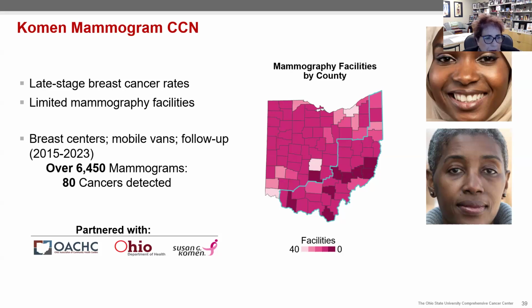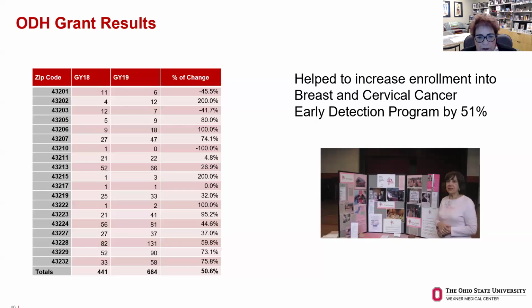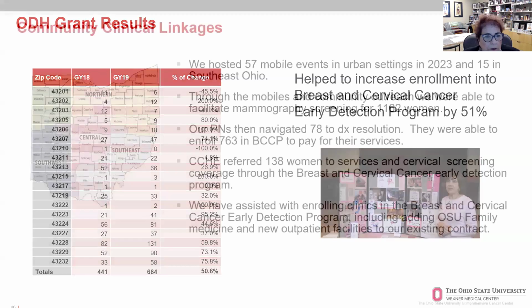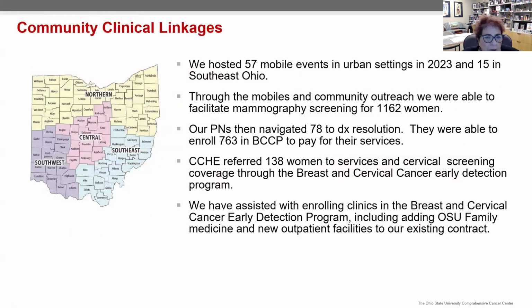And you can see from 2015 till last year, we facilitated over 6,000 mammograms with 80 cancers detected, all using that continuum of care navigation. I mentioned that the Ohio Department of Health asked us to help increase enrollment onto the breast and cervical cancer detection program. We increased enrollment by 51% in 1 year. And then just in 2023 alone, we hosted 57 mobile events in urban settings for our mammogram van and 15 in southeastern Ohio.